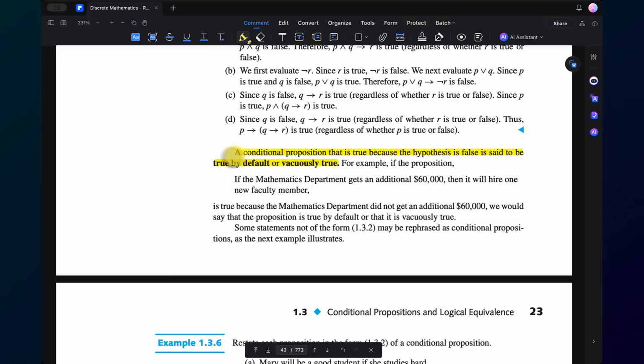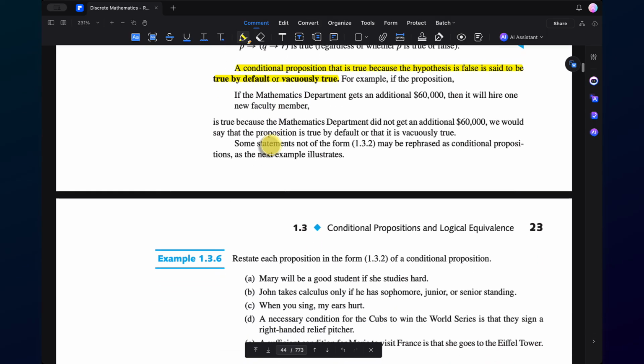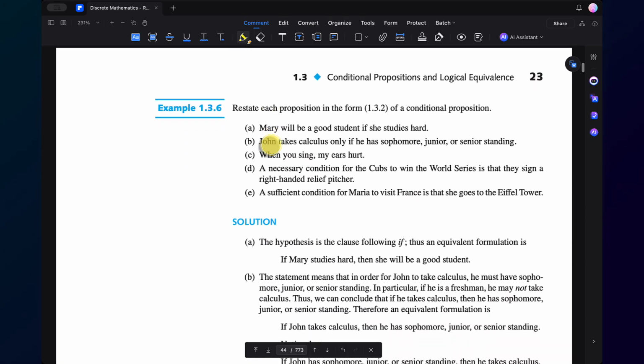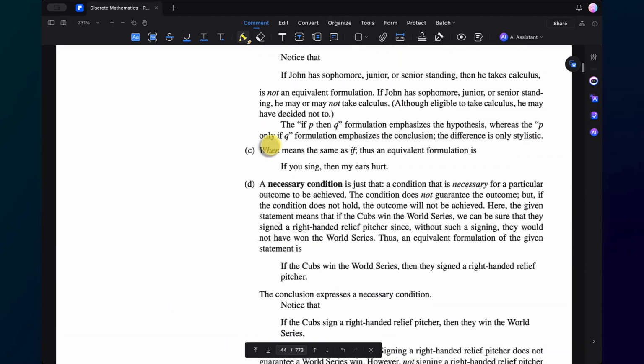So here's a little note: a conditional proposition that is true because the hypothesis is false, we usually say that that's true by default, or vacuously true. Just something we say. This is kind of important.